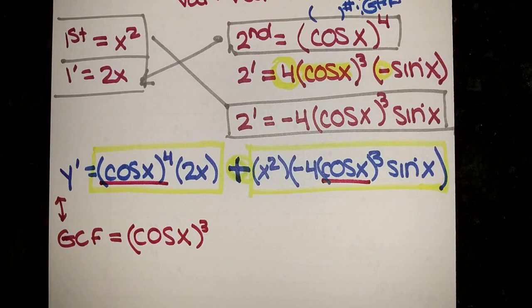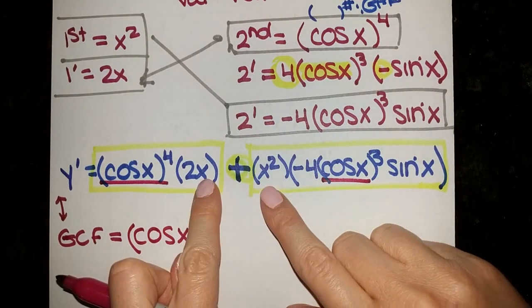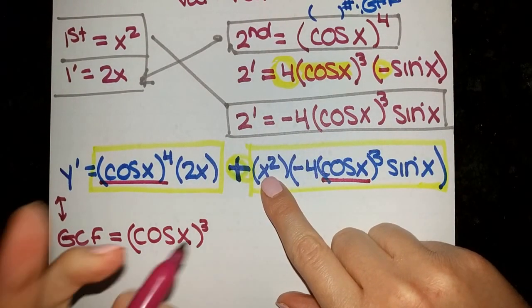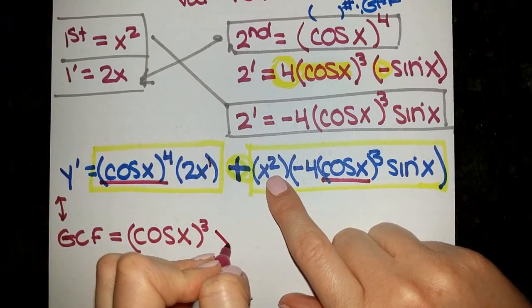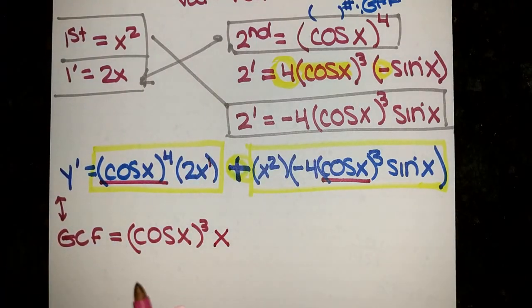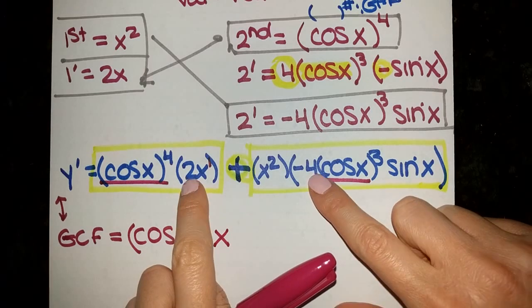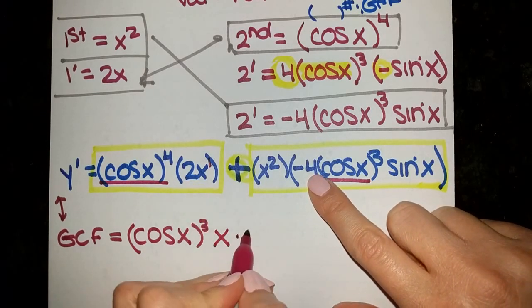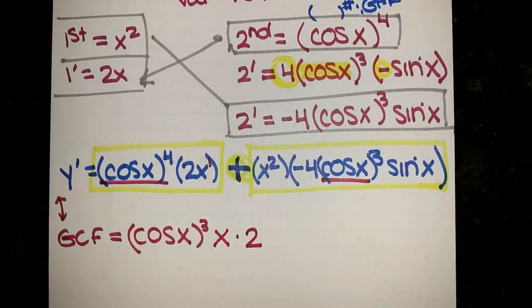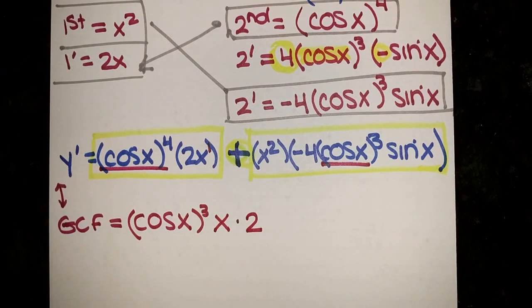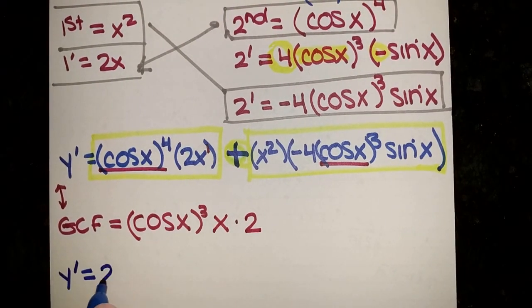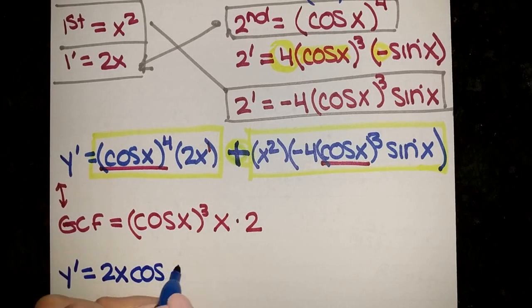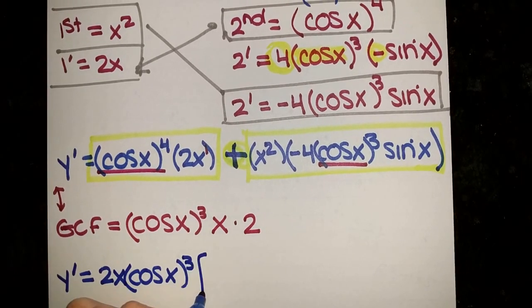All right, so we have that we can bring out. And the next part is important to notice. You'll notice you have an x and you also have an x squared. So we have x to the first and x squared, so we can bring out an x. And you'll also notice that you have a 2 and a 4. They have a GCF of 2. So our total GCF that we can bring out here, factoring out our GCF, is going to be 2x cosine x to the third power.